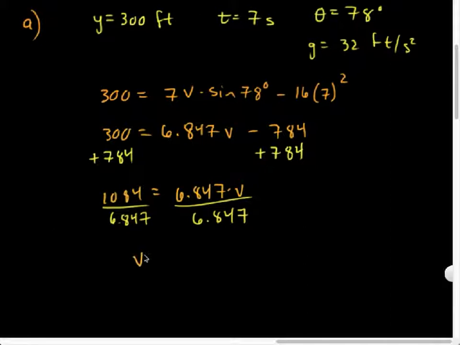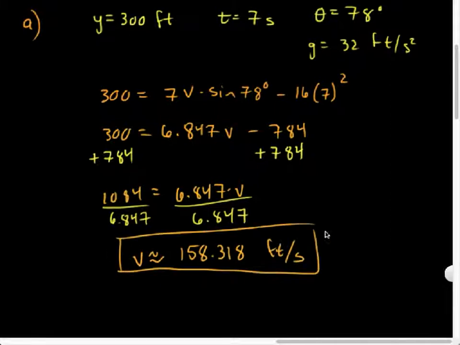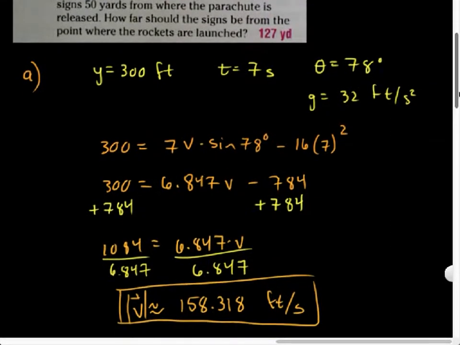And I should get an approximate initial velocity. Plus, let's see, 300 divided by 6.847. And I get 158.318 feet per second is my initial velocity. And I guess now that I'm labeling it, I can properly give it magnitude and vector status. So that's part A. That was plugging in what I know.